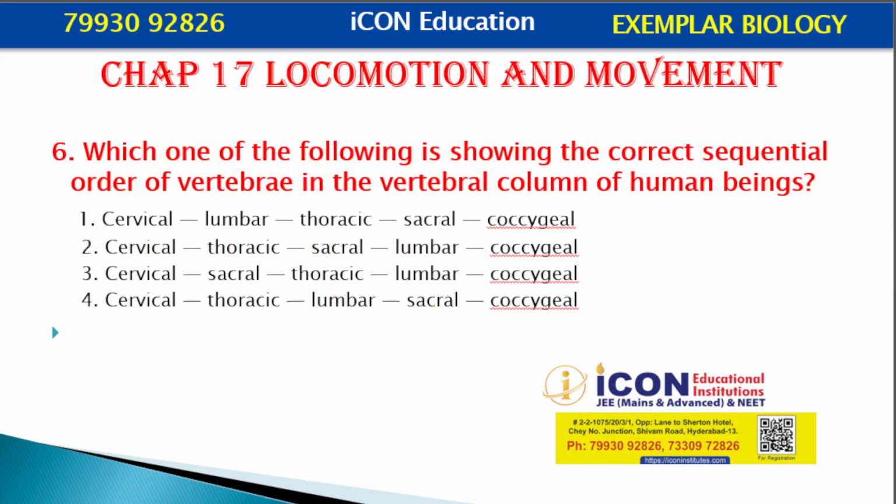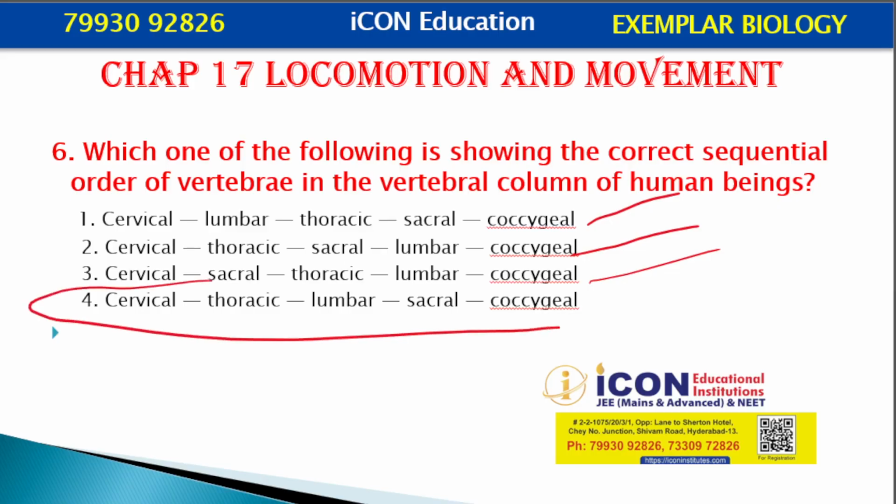Which one of the following shows the correct sequential order of vertebrae in the vertebral column of human being? Cervical, lumbar, thoracic, sacral, coccygeal, first option. Second option, cervical, thoracic, sacral, lumbar, coccygeal. Third option, cervical, sacral, thoracic, lumbar, coccygeal. Cervical, thoracic, lumbar, sacral, coccygeal is the fourth option, and that is going to be the right option.